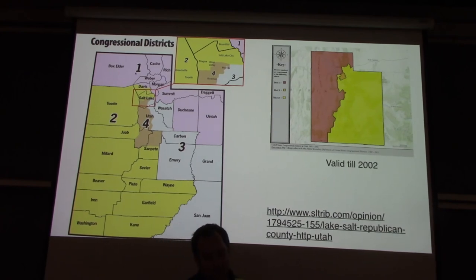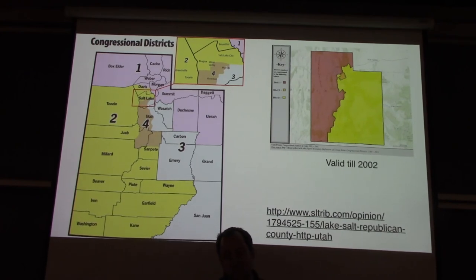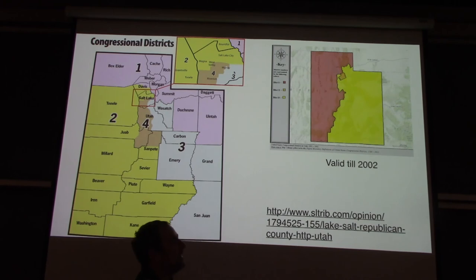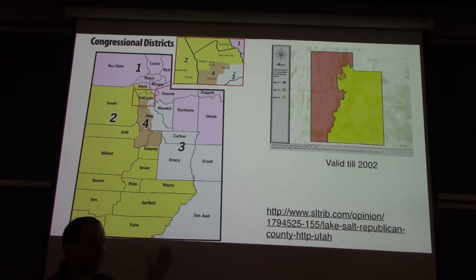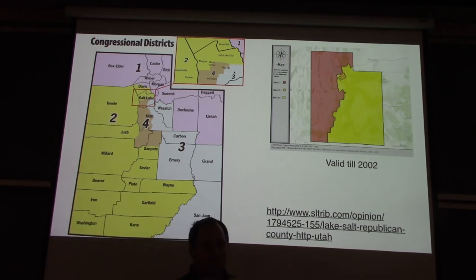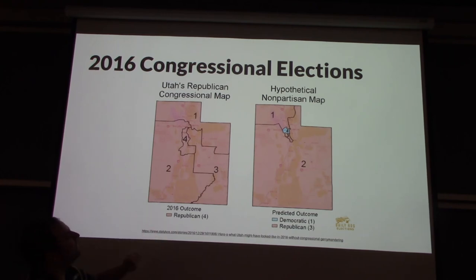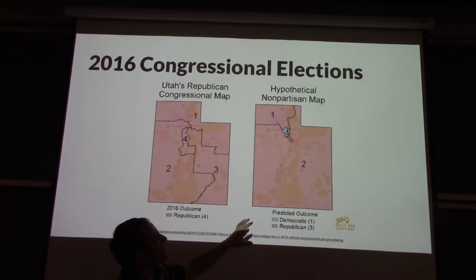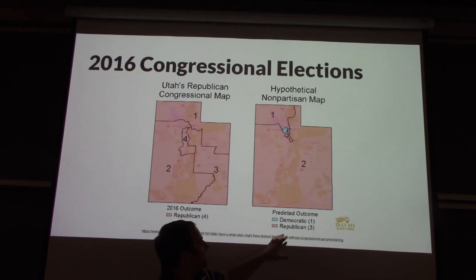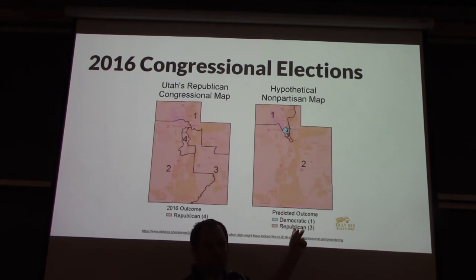So you can see now that the Salt Lake area is part of all four congressional districts in Utah. And ever since they've done that, no Democrat has won a congressional seat in Utah. This is the 2016 congressional election here. This is how the current map looks. And if it were a hypothetical nonpartisan map, the outcome would be one Democratic representative in Utah.